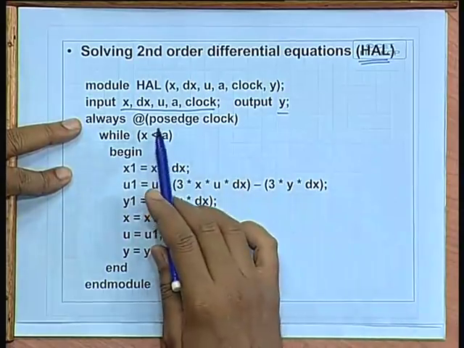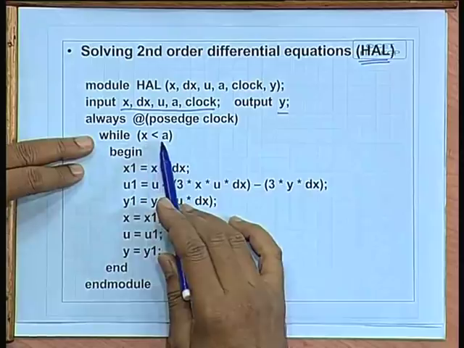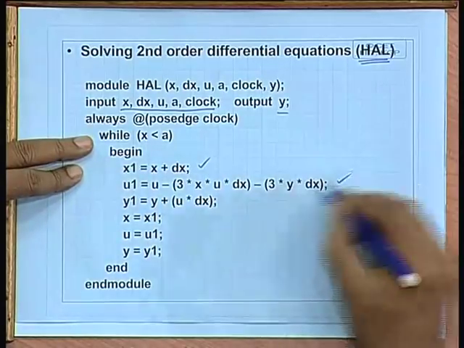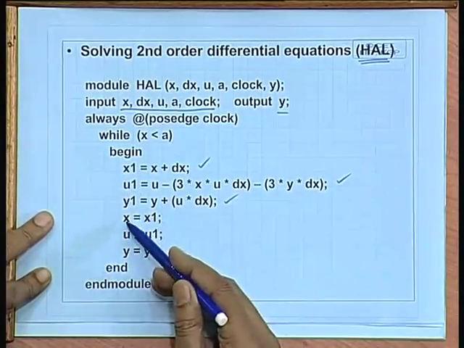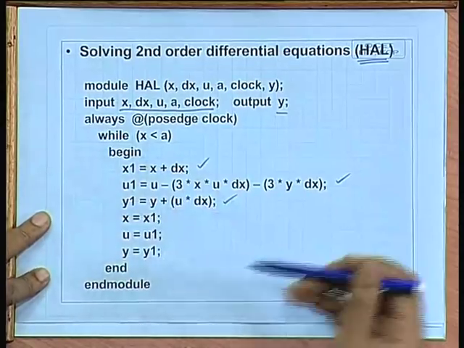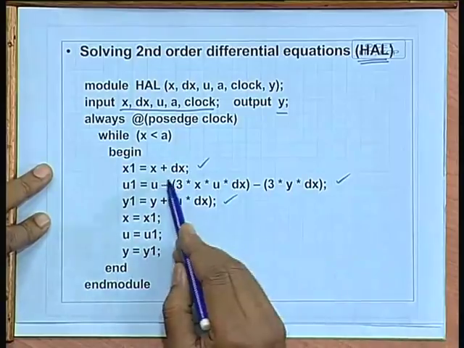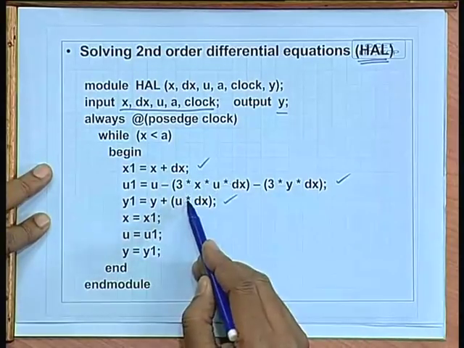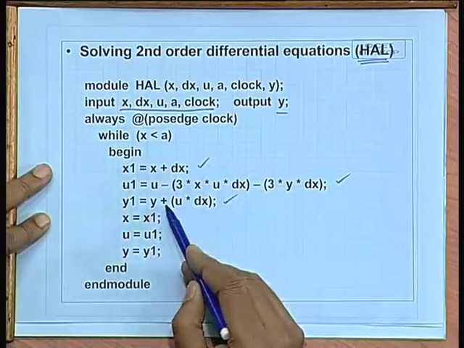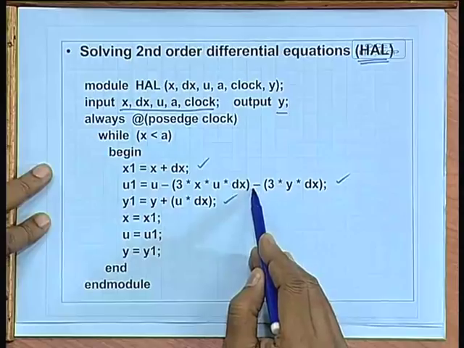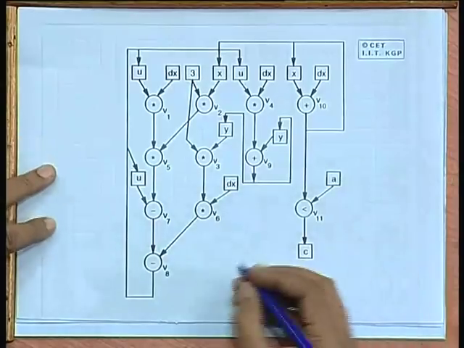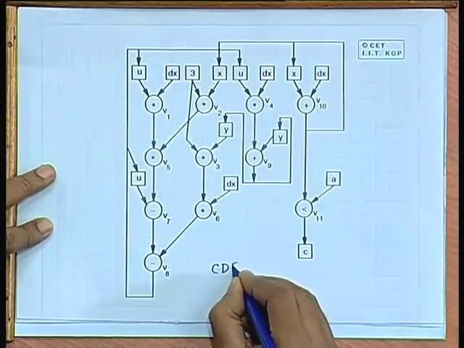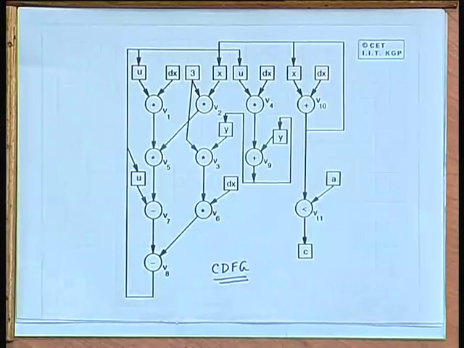Now it's an iterative loop in synchronism with the clock. While x is less than a, you do these three steps of computation, at the end of which, for whatever values of x1, u1 and y1 you calculate, you assign them to x, u, y as the values for the next iteration. So these steps will continue. You see that there are 6 multiplication steps, 2 addition steps and 2 subtraction steps. From a description like this, you can straight away come to your CDFG description, which for this particular example looks like this.